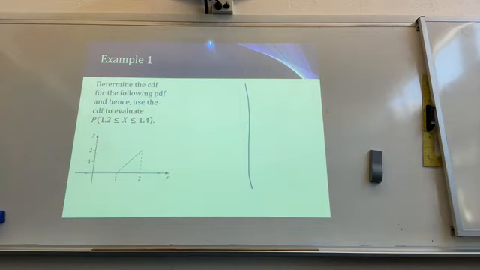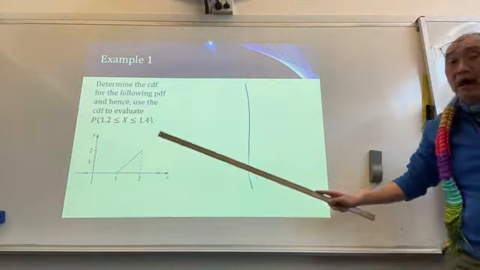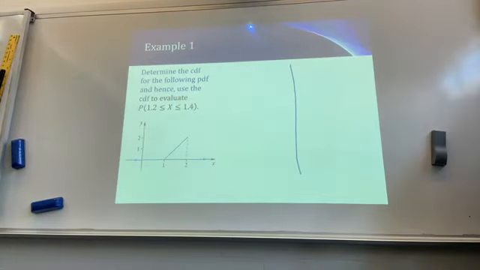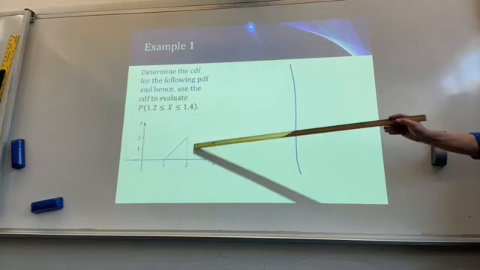So example 1. Going through lots of examples now. Determine the CDF for the following PDF, and hence use the CDF to evaluate the probability between 1.2 and 1.4. Now, this is a triangular distribution. So what you need to do is look at the PDF. You need to work out this equation. What is the equation of that line? First, what is the gradient?